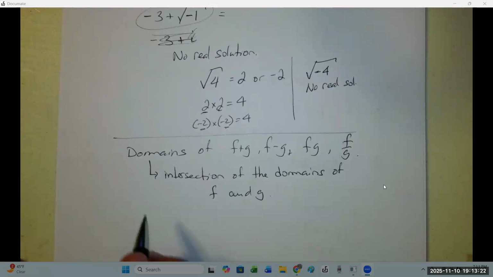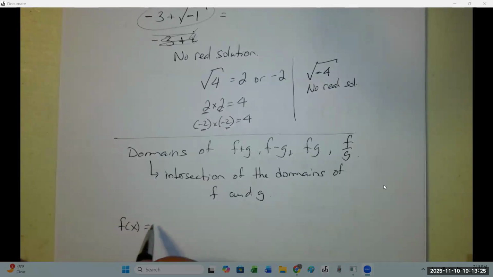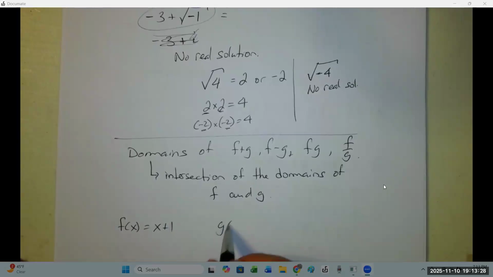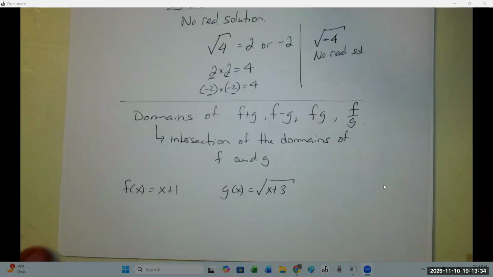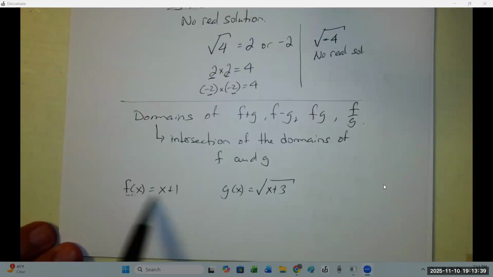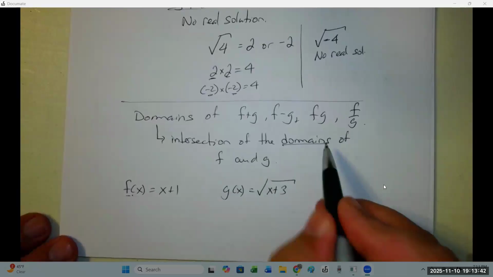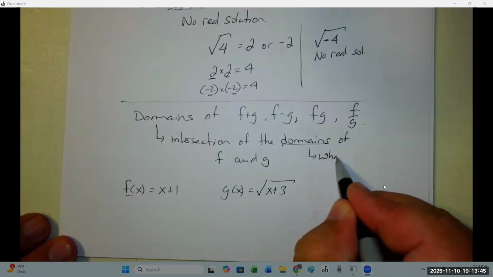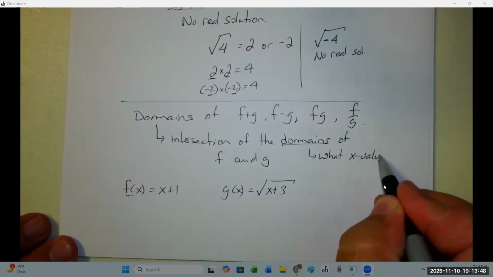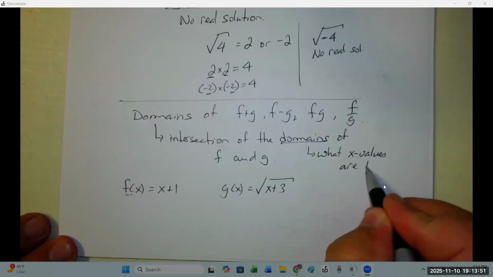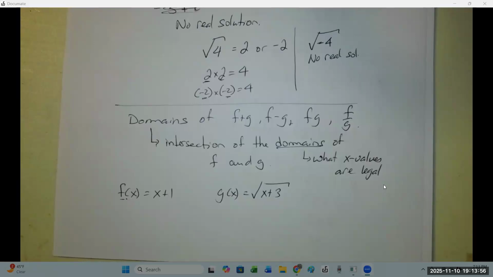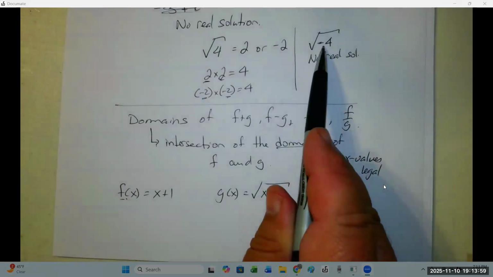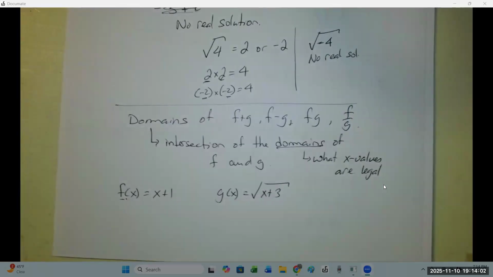Okay, what does that mean? So if f of x was x plus 1 and g of x was square root of x plus 3, what's the domain of this one? In other words, when we say what's the domain, it's what x values are legal. Which ones can fit in there without ruining anything? In other words, not making a negative inside the square root, or putting a 0 on the bottom of a fraction.